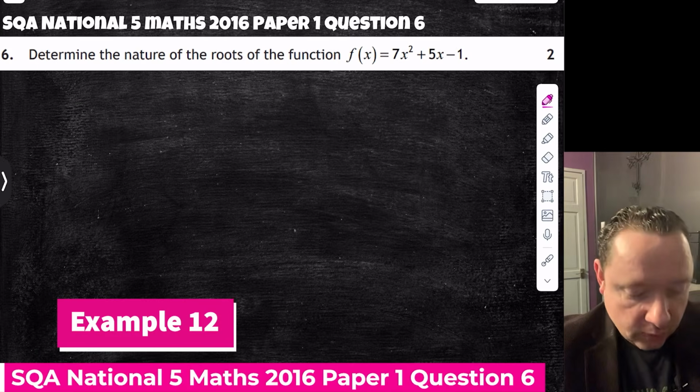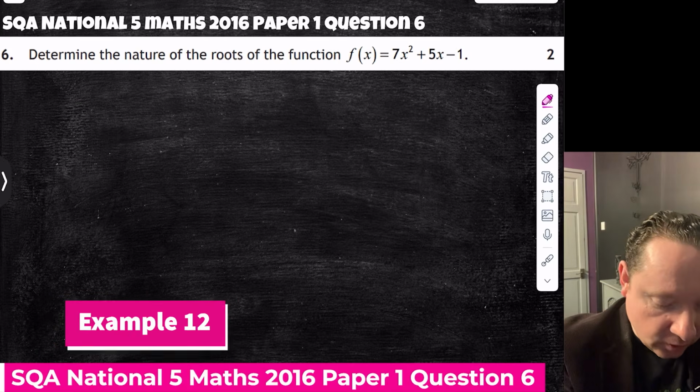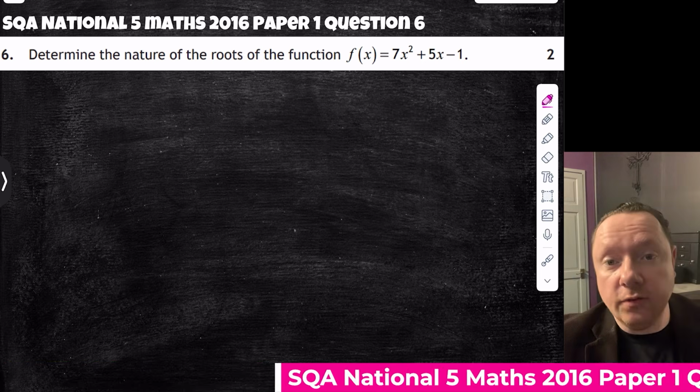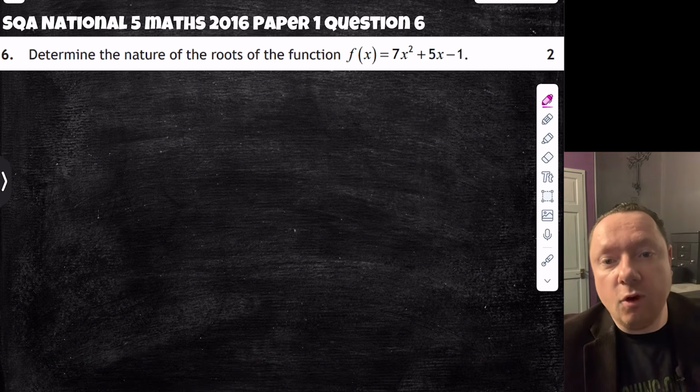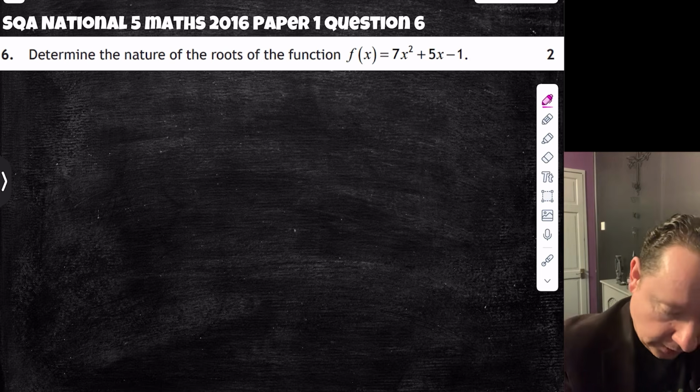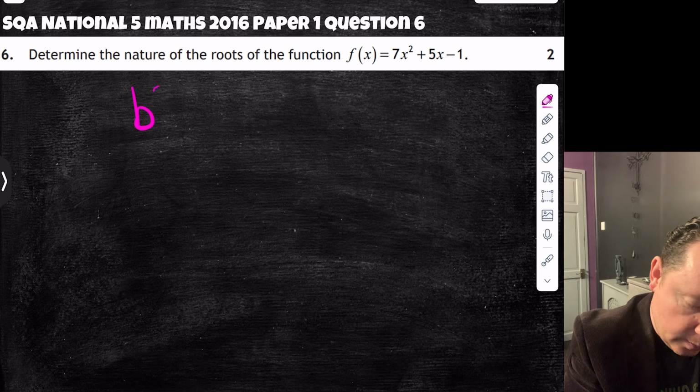National 5 Maths 2016, paper 1, question 6. Determine the nature of the roots of the function 7x squared plus 5x minus 1. So nature of the roots is the discriminant. You can find the formula for the quadratic formula at the start of the exam paper, and it's the bit that says b squared minus 4ac. So I want to look at b squared minus 4ac.